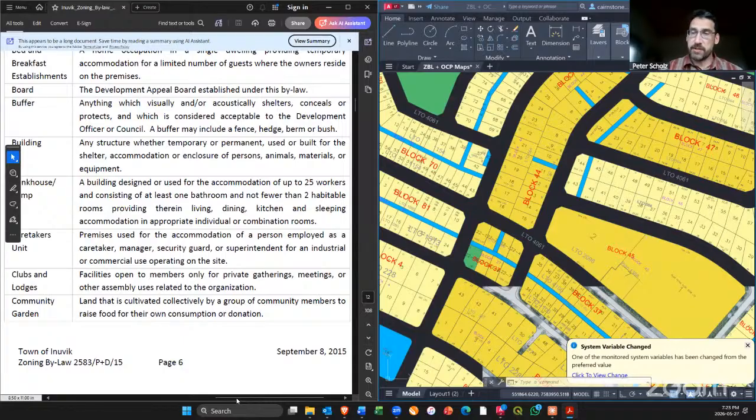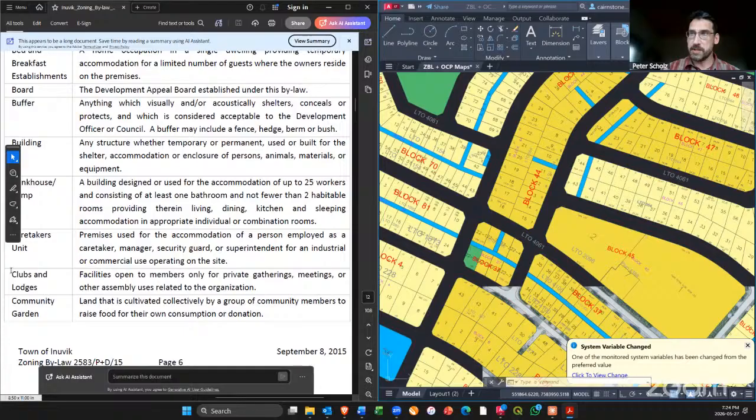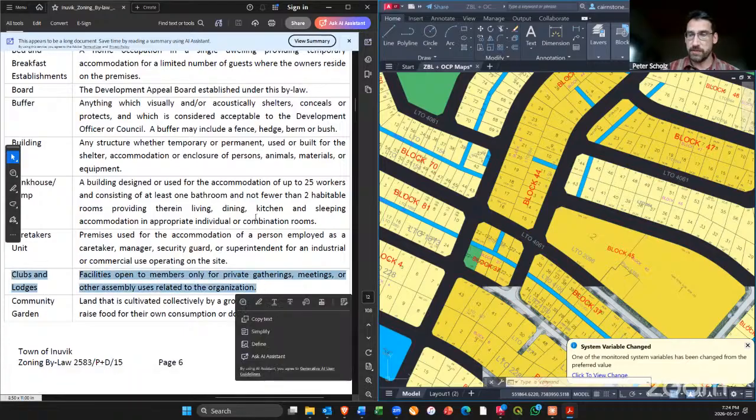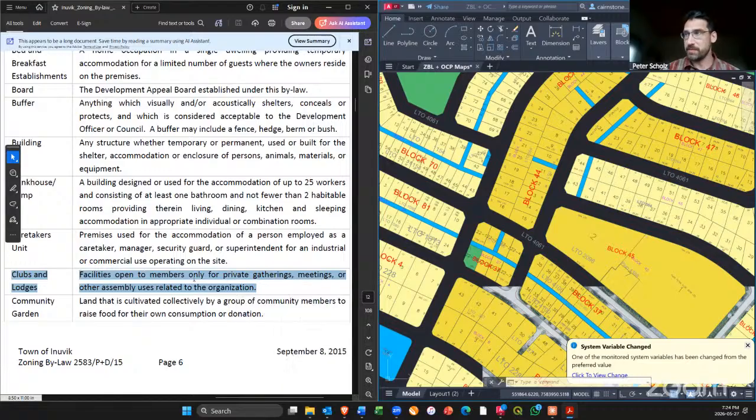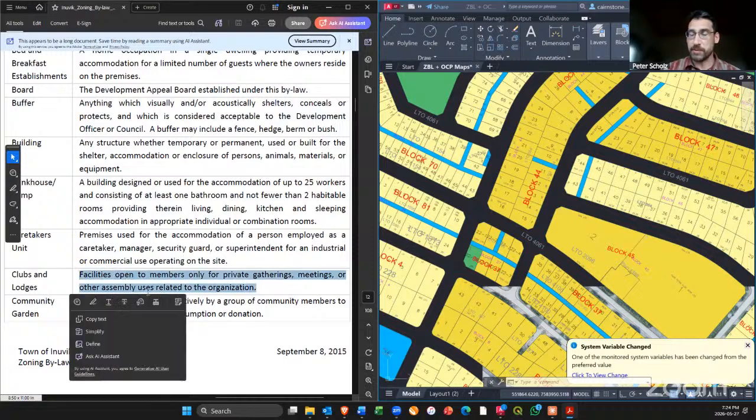But that is not their intention. Their intention, the primary use would be a youth center, and a secondary use would be a daycare, and that may amend with some time. So I have suggested using the definition of clubs and lodges, which is in the 2015 zoning bylaw: facilities open to members only for private gatherings, meetings, or other assembly uses related to the organization. I believe that's consistent with a youth center that's owned and run by the Inuvik Regional Corporation.